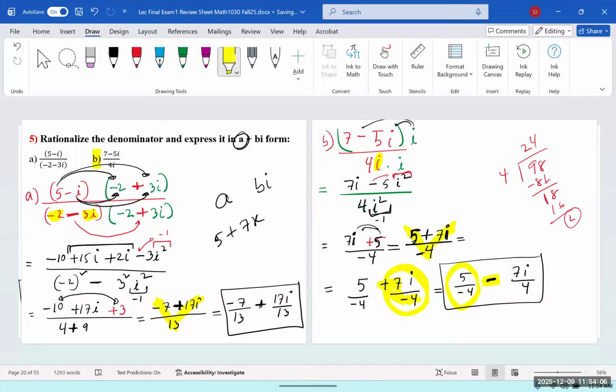Okay, I get it. The -5 over 4 is our a, and then this is minus bi, where our b is 7 over 4.